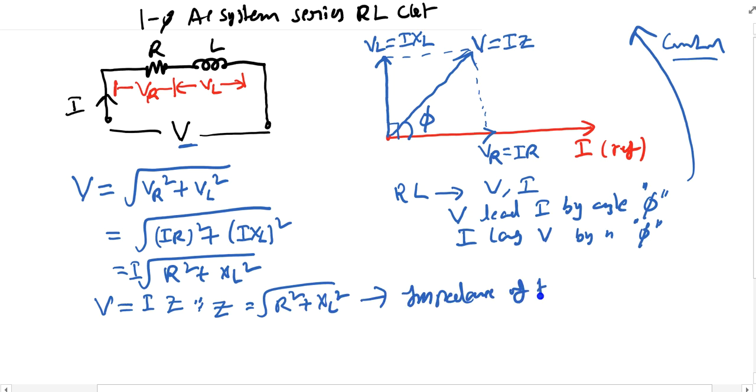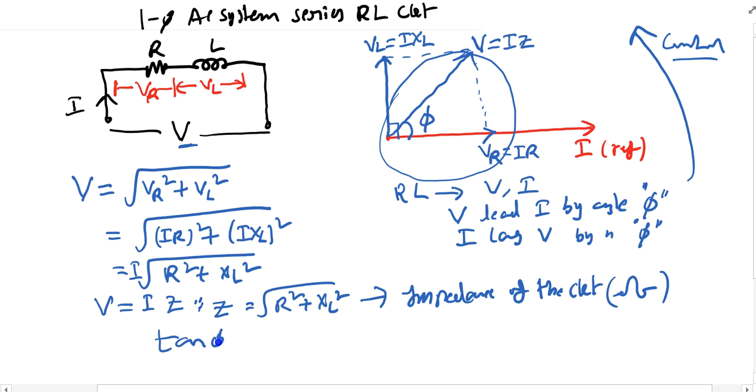This is called the impedance of the circuit, and because R and XL are in ohms, this is also measured in ohms. So that is what. From this triangle, again, I want to find what is tan phi. What is tan phi?